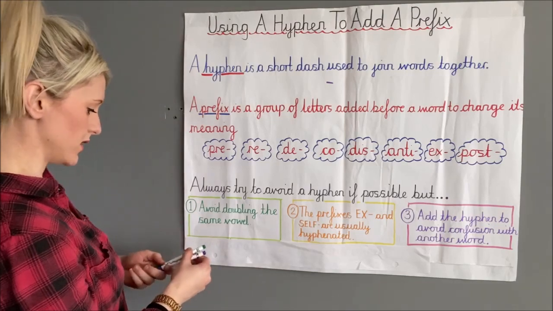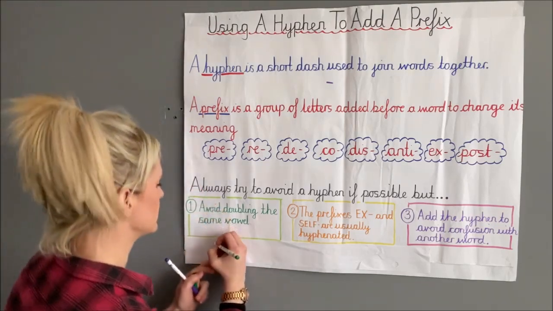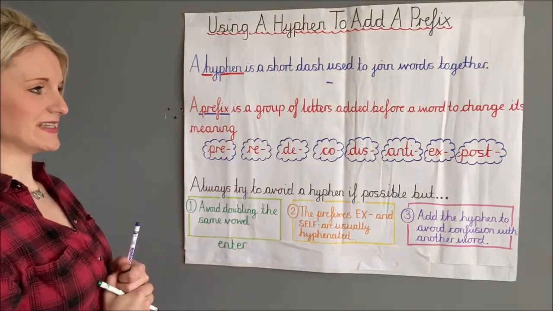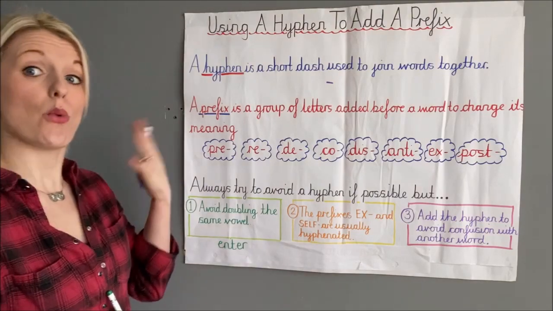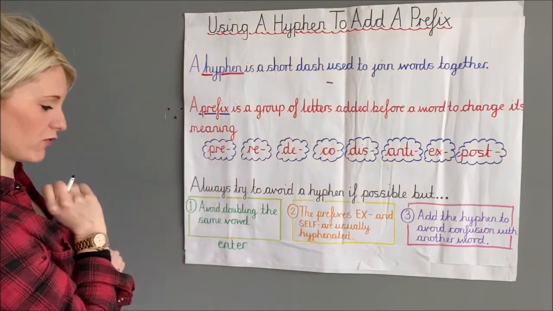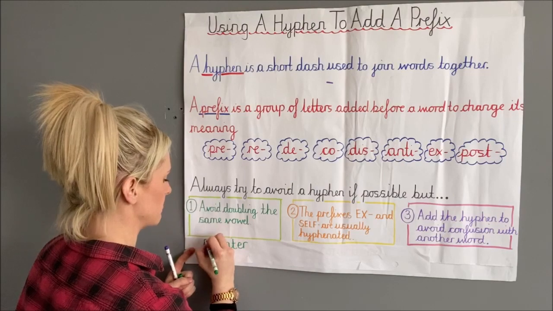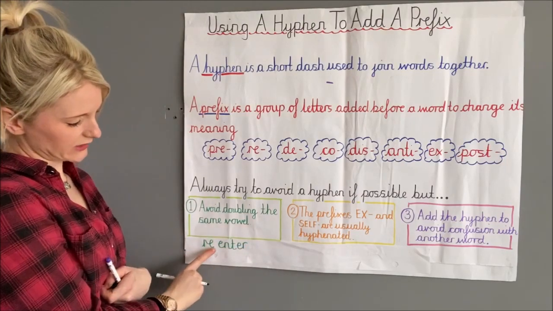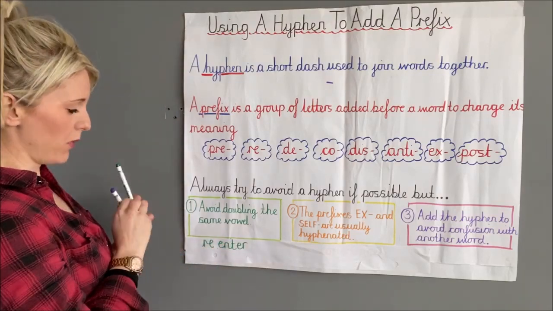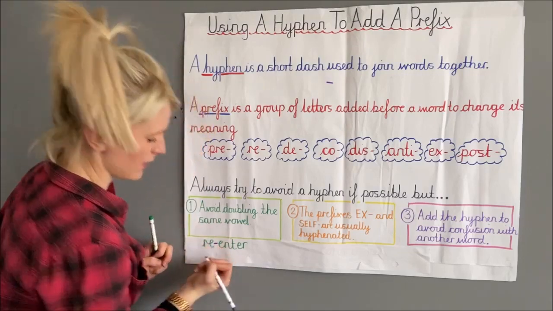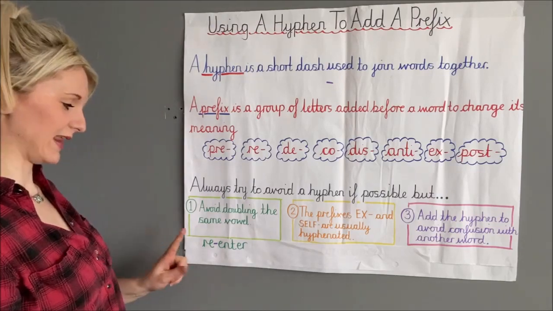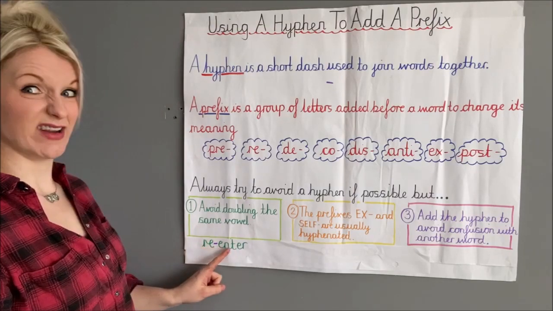So in a word like enter, if I wanted to say that I was going to go back into a room, I was going to re-enter the room. So I wanted to add this prefix re at the beginning. I would end up with a double E, 2 of the same vowel together. So I would need to pop between them a hyphen, and that just makes clearer the pronunciation for the person reading it. It makes clear that it is re-enter and not reenter.